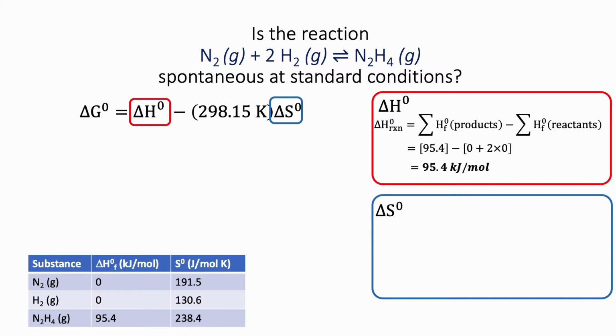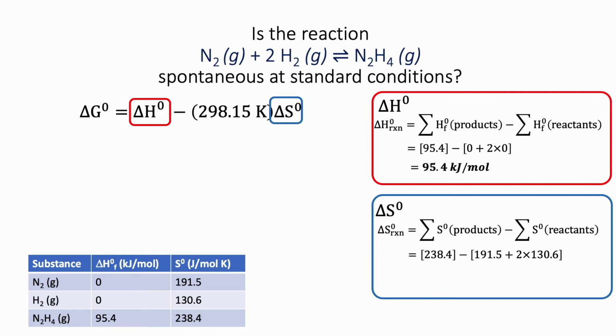Now we have our entropy change. Again, the entropy change for the reaction is going to be the sum of the standard entropies of our products minus the sum of the standard entropies of our reactants. And so we have 238.4 for our single product. For our reactants, we have 191.5, which is from our nitrogen. We have 2 times 130.6 because we have 2 molecules of hydrogen gas in this reaction. We plug that into our calculator and we get negative 214.3 joules per mole Kelvin.